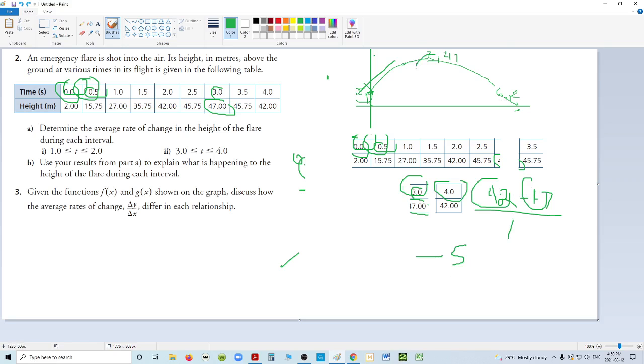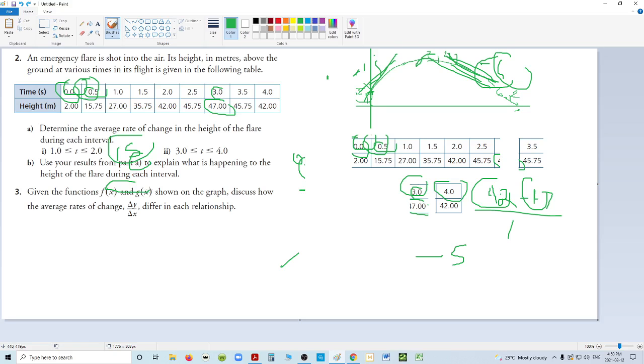So we can see from 3 to 4 it's starting to fall. We can also see that the number 5 is much smaller than 15, which is what we got here. So therefore it's starting to come down, and we can tell it's coming down from the negative. So with plus 15 we could tell it's rising sharply, and with negative 5 we can see it's starting to fall down. Use your results from part A to explain what is happening, and we just did that.